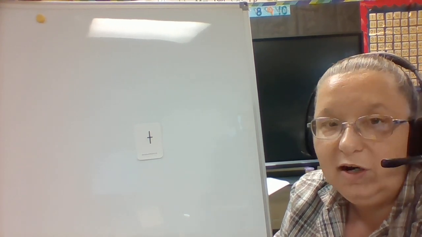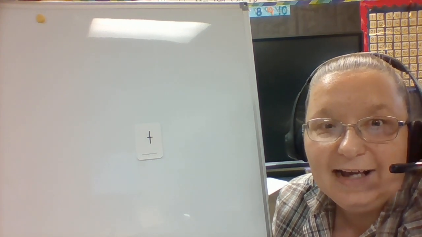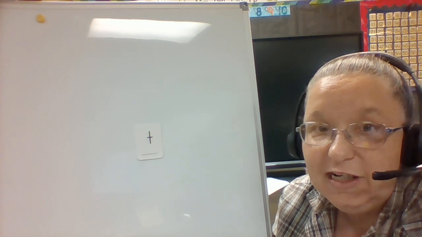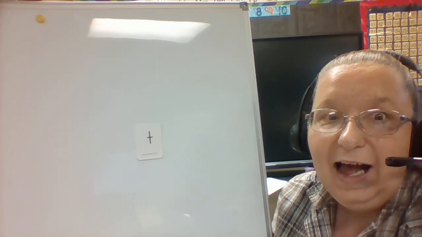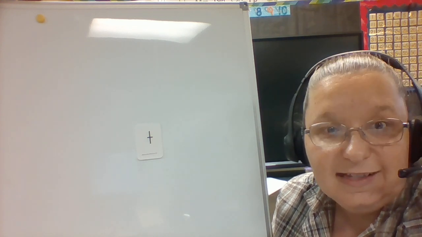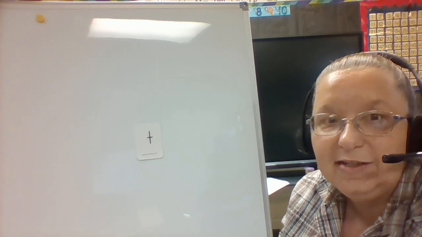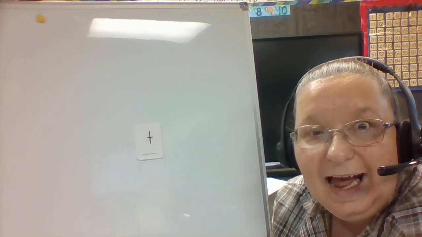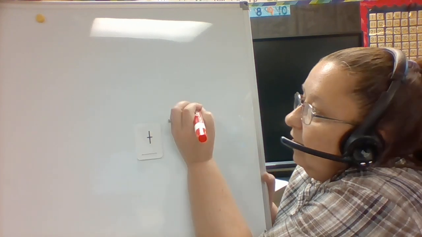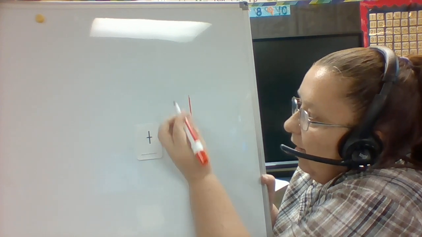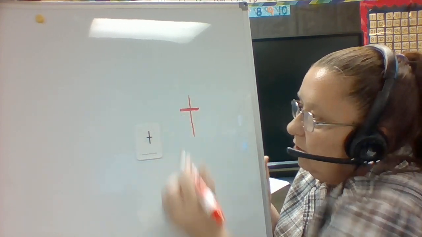Our first word is hat. Hat. Did you hear it? Listen. Hat. It's at the very end of that one. Sometimes it's at the beginning, sometimes it's at the end. Hat ends in a T, so we are going to make our lowercase t. Big line down, cross it in the middle.